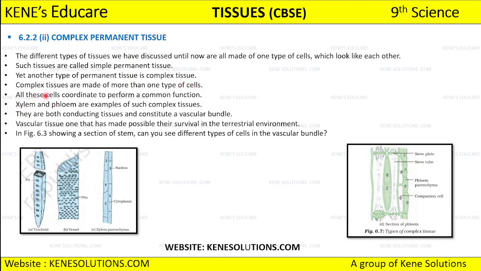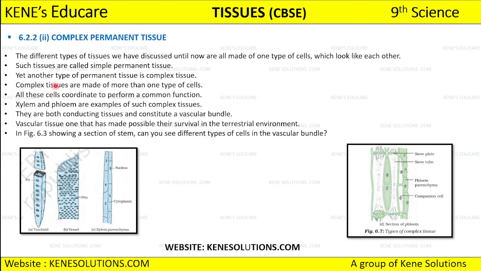Okay. Now what is this complex tissue made up of? This complex tissue is made up of more than one type of cell. What is it made of? More than one type of cell, and that is why we call it complex tissue. Okay. So all these cells coordinate with each other so that they can perform a common function. What will these cells do? They coordinate with each other so that they can perform a common function.